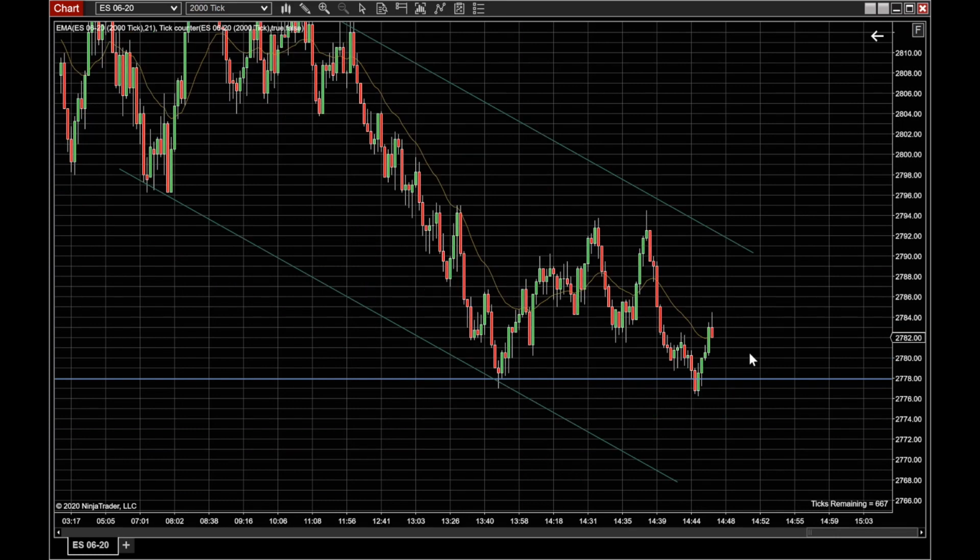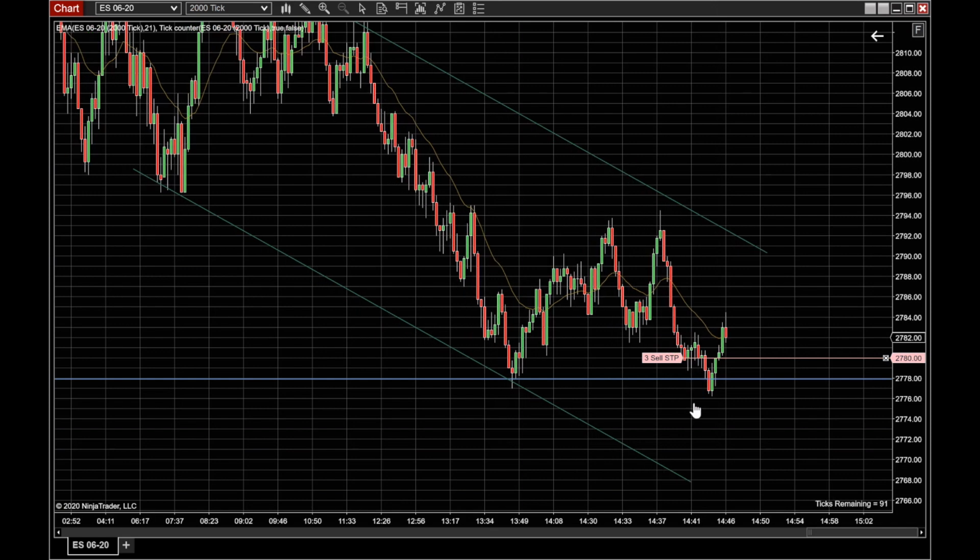We also see a two-legged pullback forming here. So as usual, I place a sell stop and stalk for an entry point. The ideal entry point is a tick below a bearish bar, which would be around here, but I was a bit too slow, so I missed that point. But since there was such a strong sell-off today with these massive bars, I decided to still enter a tick below the green bar here.